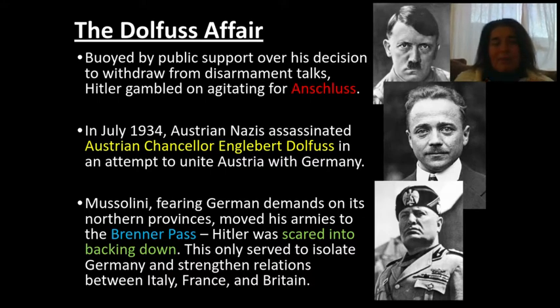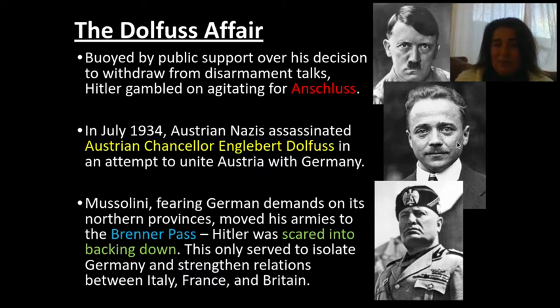Buoyed by public support over his decision to withdraw from disarmament talks, Hitler gambled or agitated for an Anschluss. An Anschluss was there to unite Germany and Austria again, and remember that this was forbidden in the Treaty of Versailles. So in July 1934, Austrian Nazis assassinated the Chancellor.